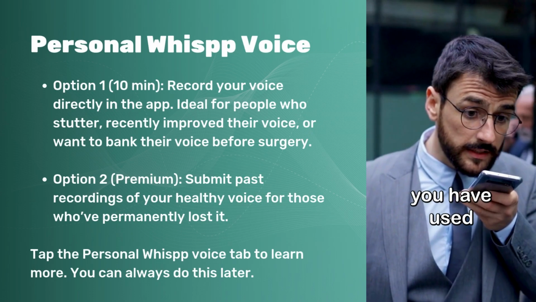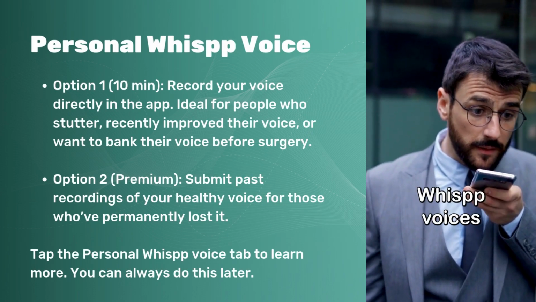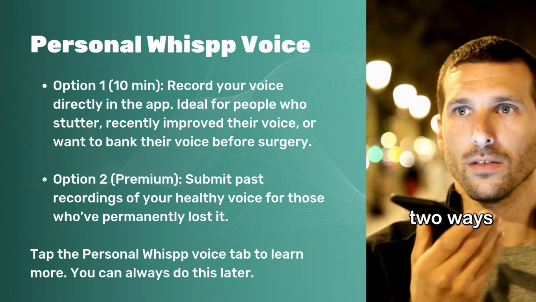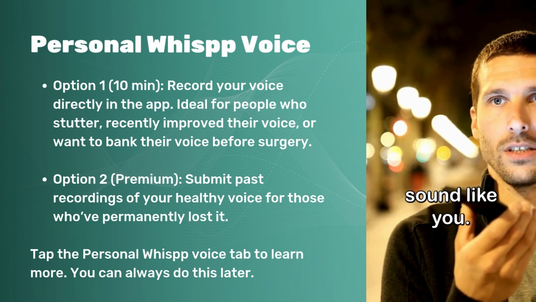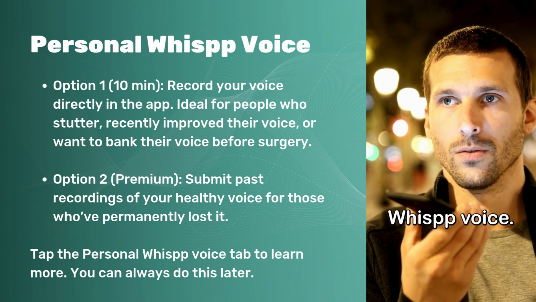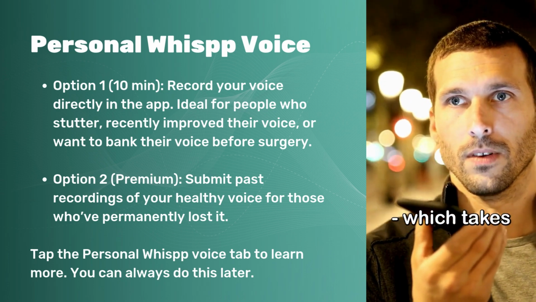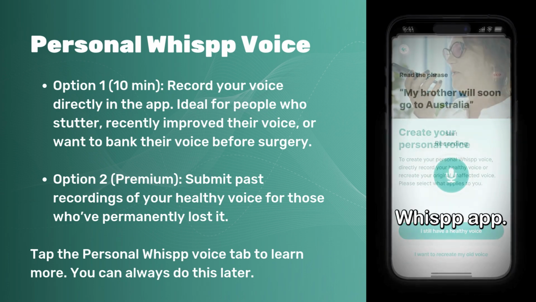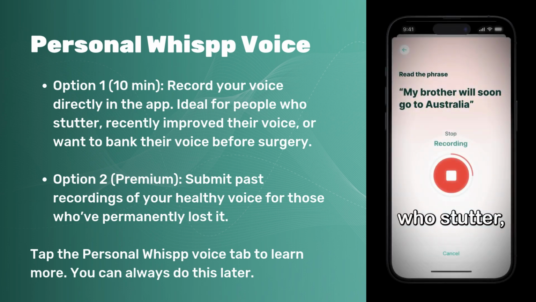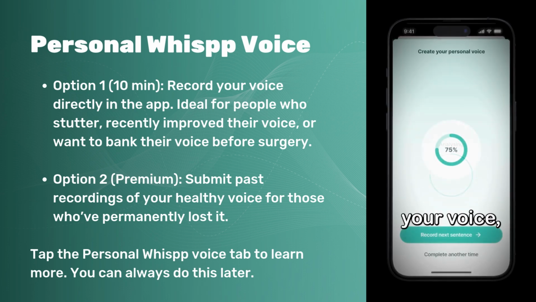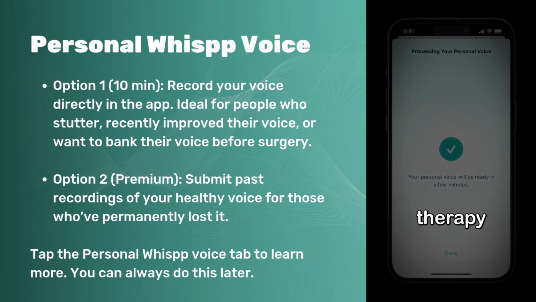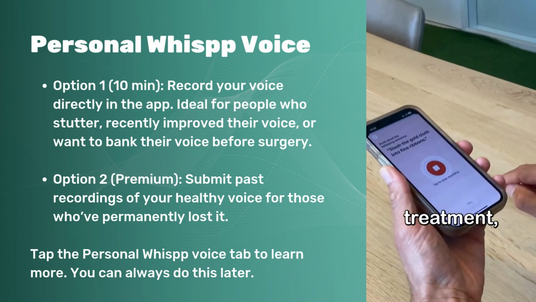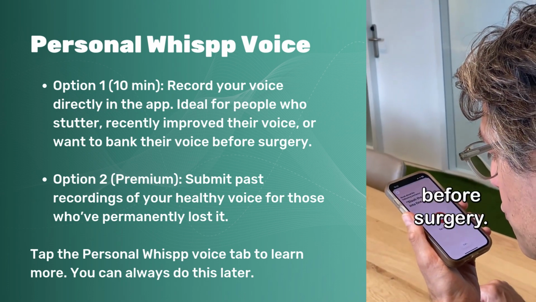Until now, you have used and experienced the preset Whisp voices, but there are 2 ways to make Whisp sound like you. We call this your Personal Whisp voice. The first option, which takes just 10 minutes, is to record your voice directly in the Whisp app. This is meant for people who stutter, when you recently improved your voice, for example after speech therapy or Botox treatment, or when you want to bank your voice before surgery.